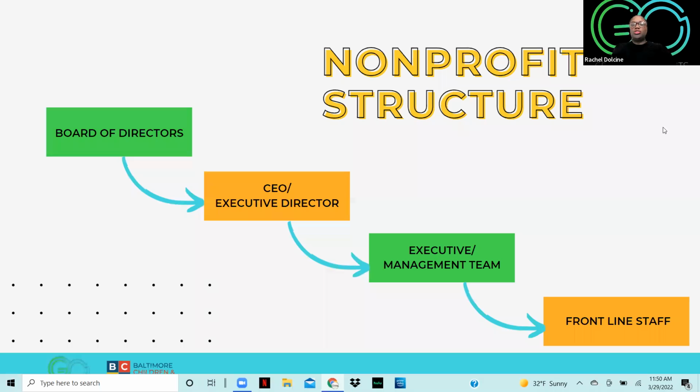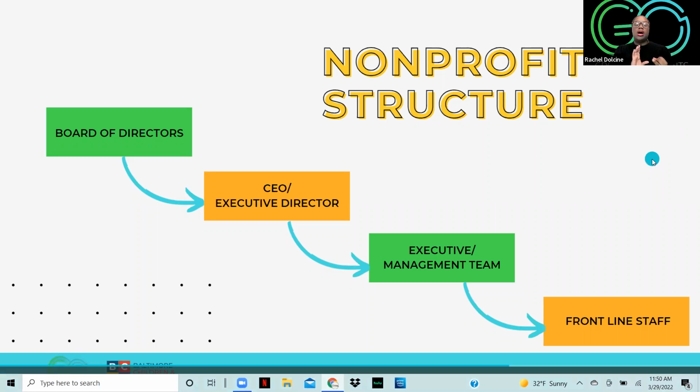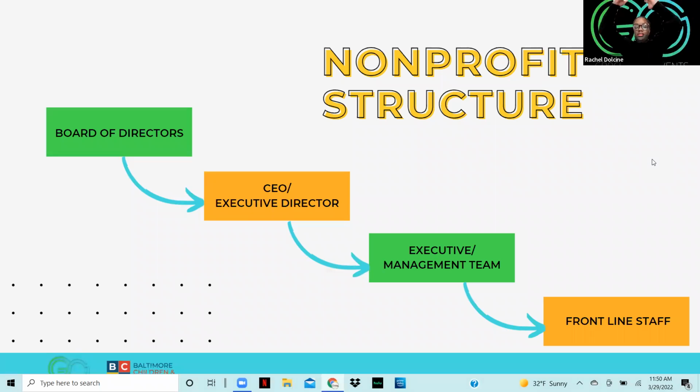All right, the proper structure for the organization, and the structure is board of directors. The board of directors is the top. If this was a pyramid, this would be the top of the pyramid. The board of directors supervises the CEO and the executive director.